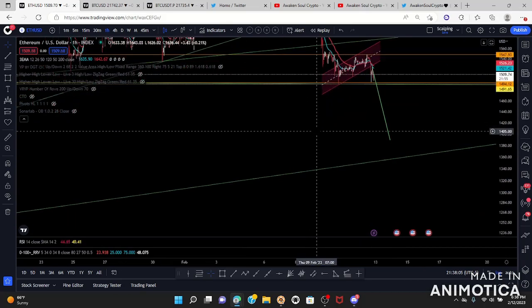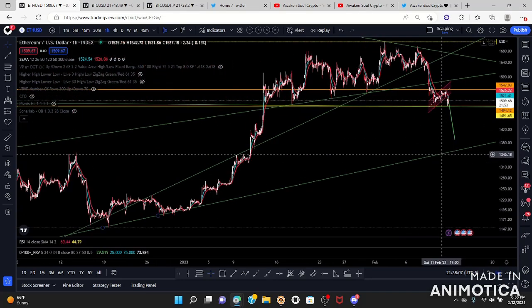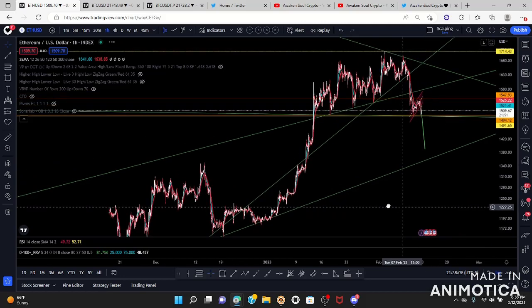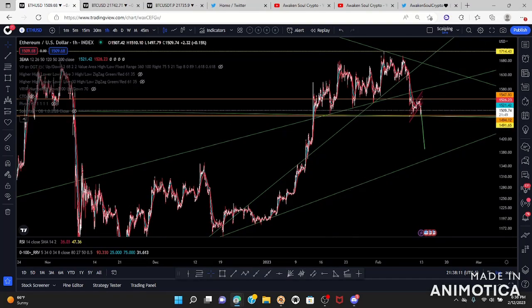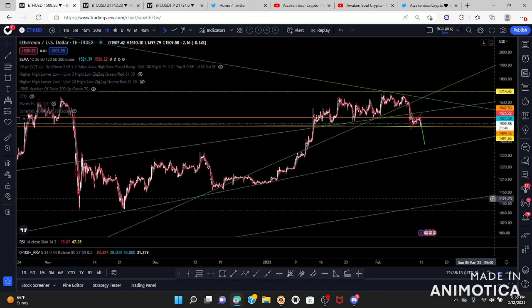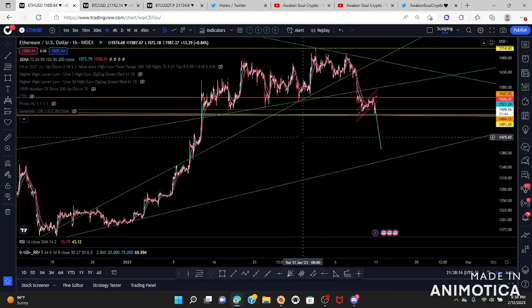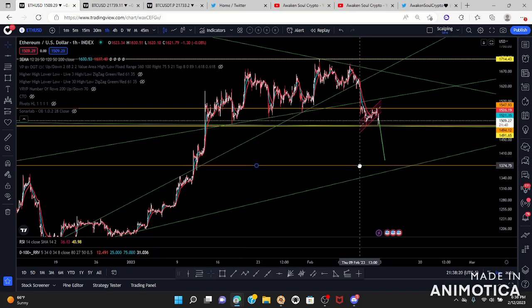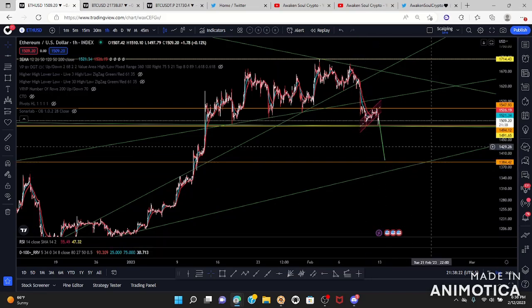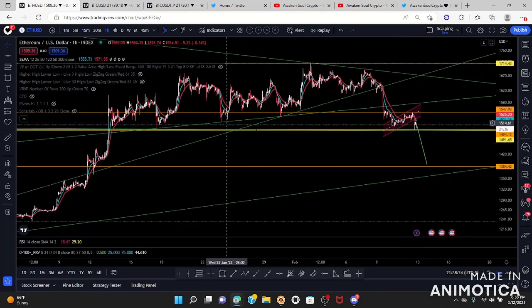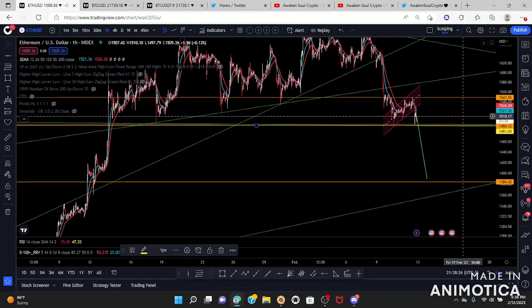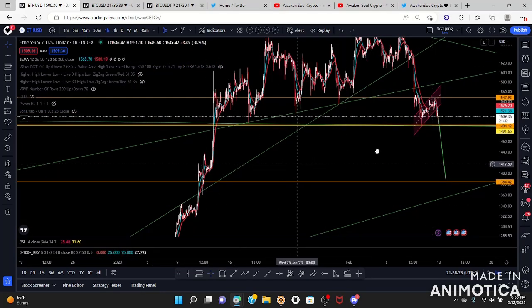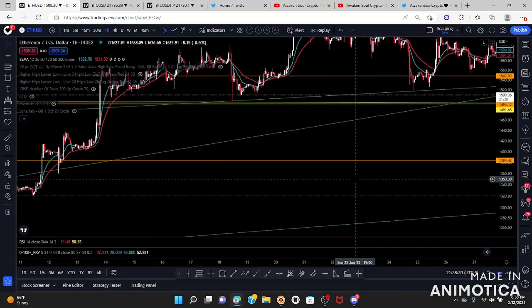So my next target could be all the way to our 4-hour trend line down here. Big drop that's coming, guys. No financial advice, but you know. Of course, this is our major support, so wait for it to break. We do have a consolidation area in this zone too.